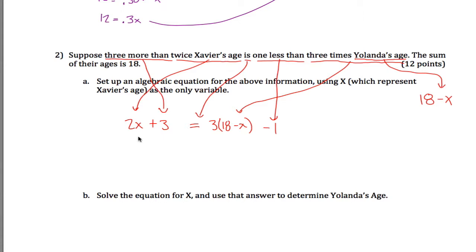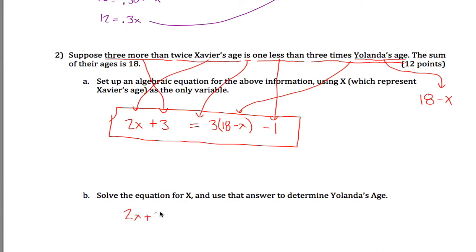Alright, so got a linear equation here. If you distribute the 3 through, 3 times 18 is 54. So you get 2x plus 3. Well, I guess I'm not supposed to solve this, right? So I'd stop here. Alright, I should go back a little. It says just to set up an algebraic equation for the information above using x as the only variable. So I guess I've done that at this step right here. And now solve the equation is what I do down here.